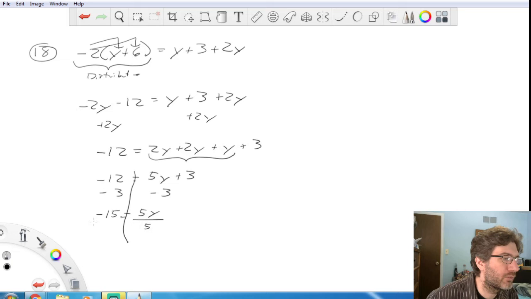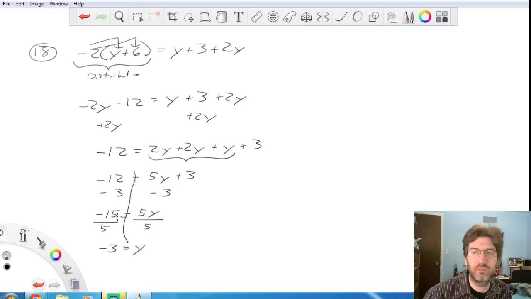Divide this by 5, divide this by 5. You get negative 3 equals y. Watch your sign. Negative 15 divided by 5 gives you negative 3. So that's 18. 18 is negative 3.